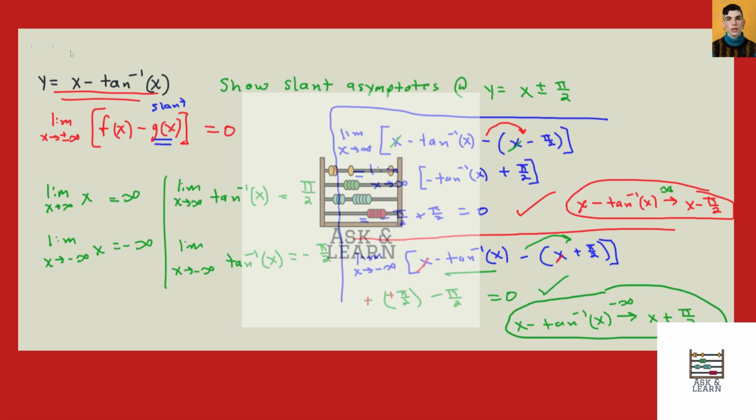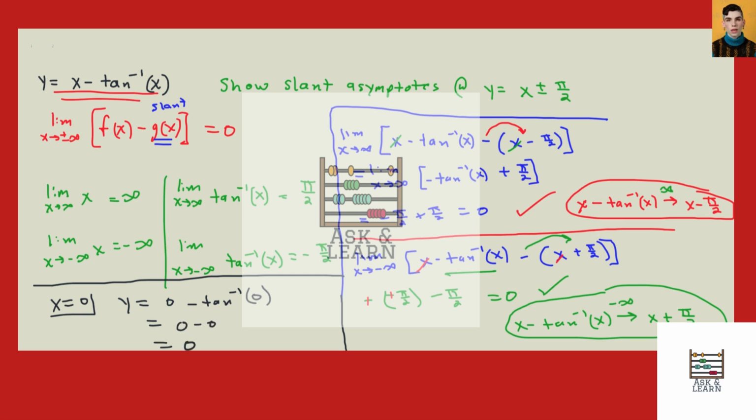All right, now one other thing we might want to do if we're going to graph this is plot our intercept. So let's do that over here in this bottom left corner. We want to let x equal to 0. So we're going to have y is equal to 0 minus tangent inverse of 0. Well, tangent inverse of 0 is going to be 0, so we get 0 minus 0, or just 0. So we know that the origin will be one of our points on our graph.